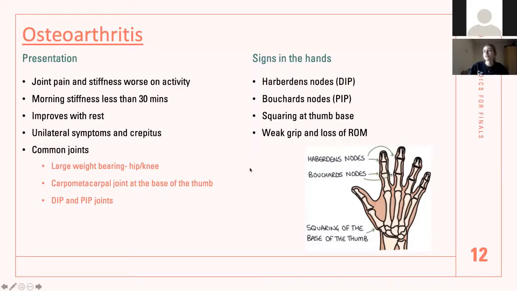You'd also see some telltale signs in the hands. So you'd see Heberden's nodes in the DIP, so here. You see Bouchard's nodes in the PIP joints, so in these joints here. Squaring at the base of the thumb. These patients would also have weak grip and a loss of range of movement as well.